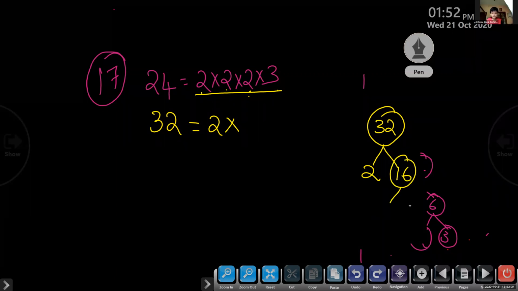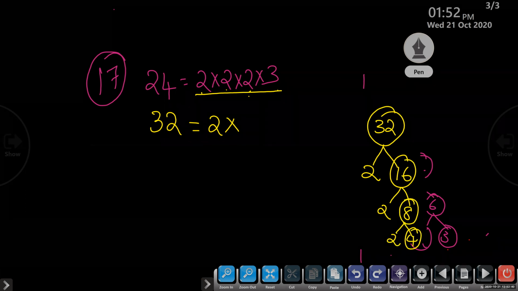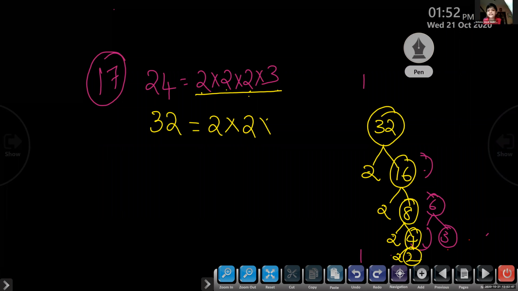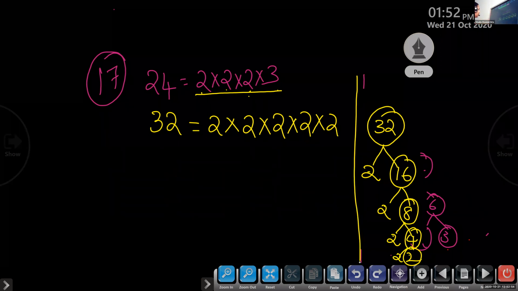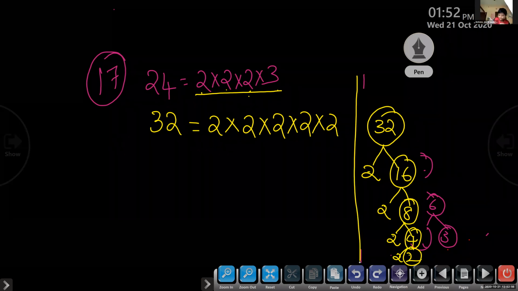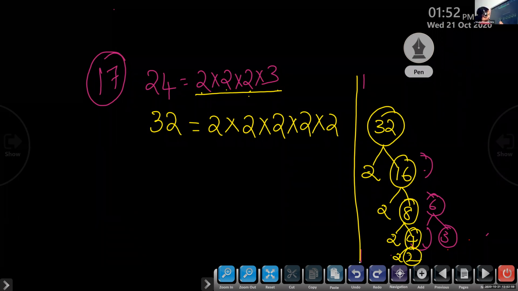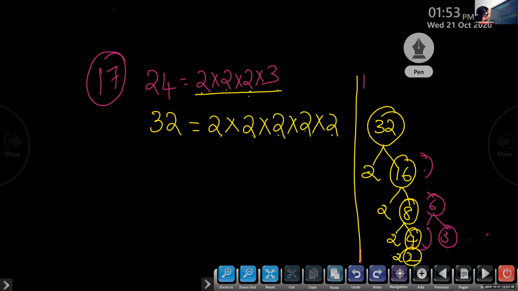16 can be written as 2 into 8. 8 can be written as 2 into 4. 4 can be written as 2 into 2. So how many times? 1, 2, 3, 4, 5. 2 into 2, 4. 4 into 2, 8. 8 into 2, 16. 16 into 2 is 32. Okay, children, check again whether when you multiply you get 2 into 2, 4, 4 into 2, 8, 8 into 2, 16, 16 into 2, 32.